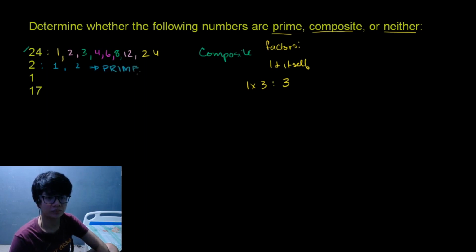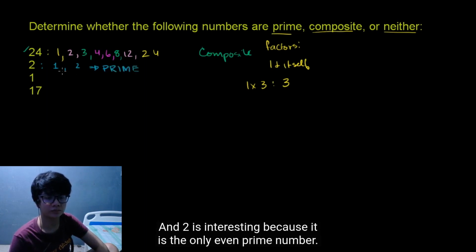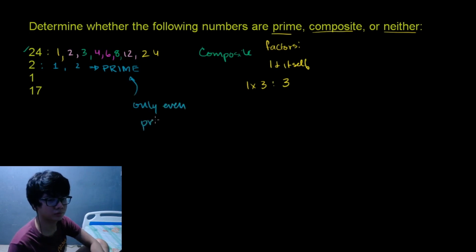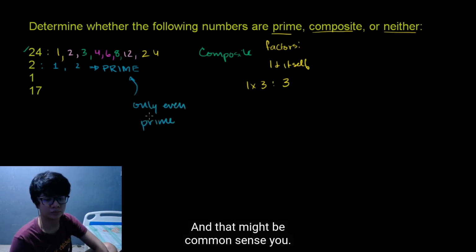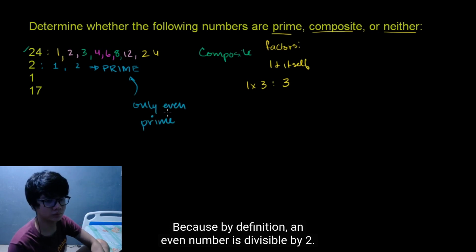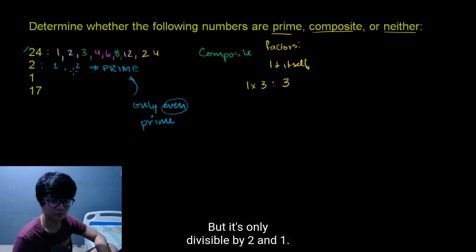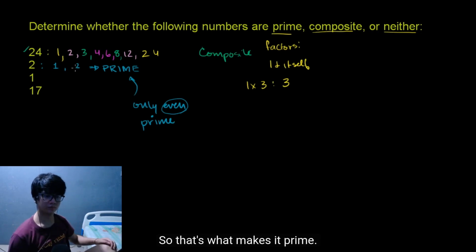2 is prime. And 2 is interesting because it is the only even prime number. And that might be common sense to you because by definition, an even number is divisible by 2. So 2 is clearly divisible by 2. That's what makes it even. But it's only divisible by 2 and 1. So that's what makes it prime.